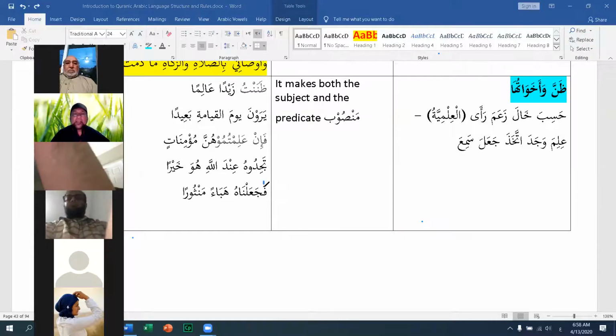Fa, harful of. Sheikh, we may have to break in a minute or so. It's Maghrib time here. No problem. Let me finish this i'rab and we'll stop here.